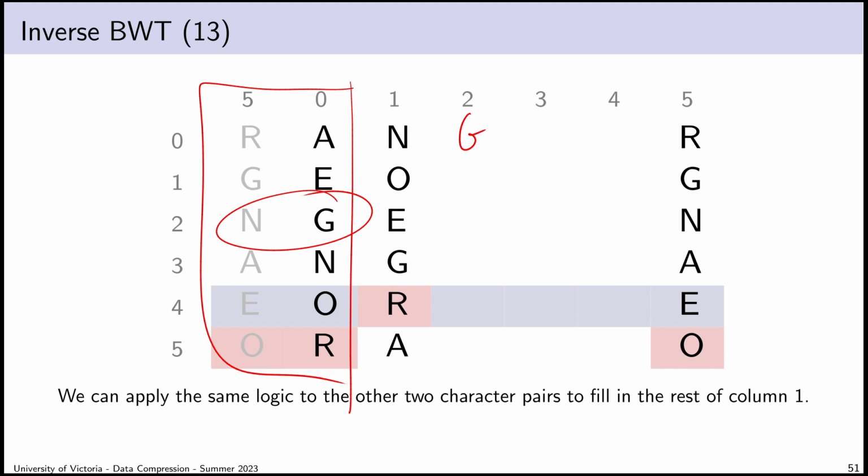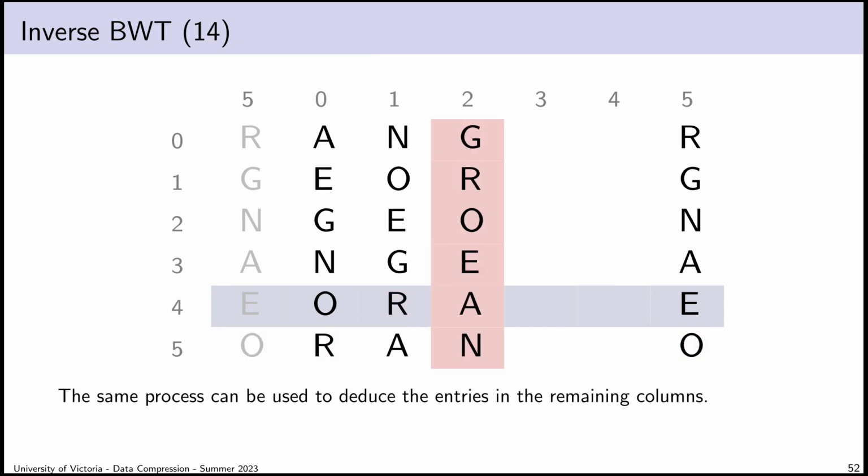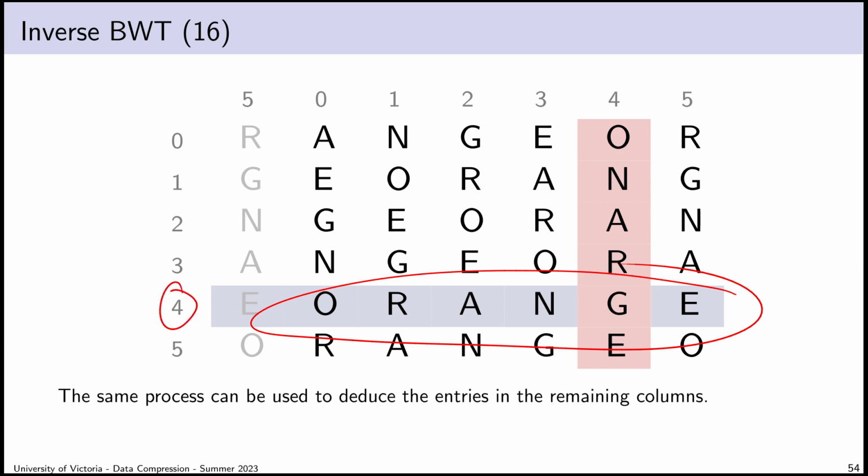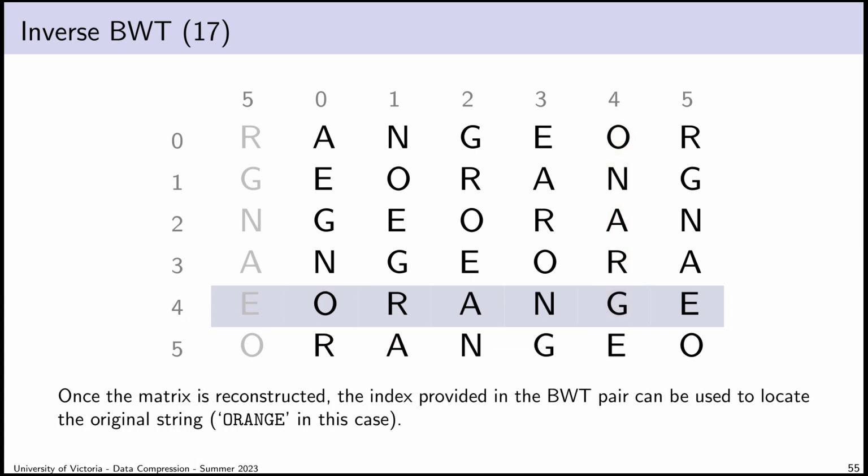Once I have column 1, I can build column 2 by recycling all the observations I made when I built up column 1 and just tacking them on to column 1. So I can use that to recover column 2, then column 3, then column 4. And once I'm done, I have my original string, which was the word orange, which occurred at index 4. So I used my last column, and eventually I had to use the index of the original string, and I was able to recover the entire matrix and therefore recover the original string.